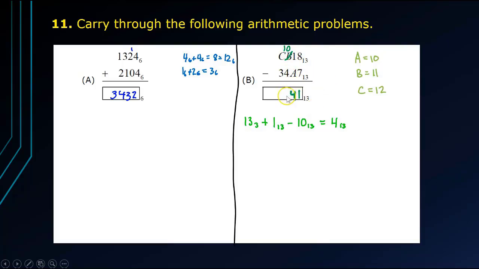Here I have 10 minus 4, which is 6. And then C, I have 12 and 3. Well, 12 minus 3 is 9. So 9641 base 13.